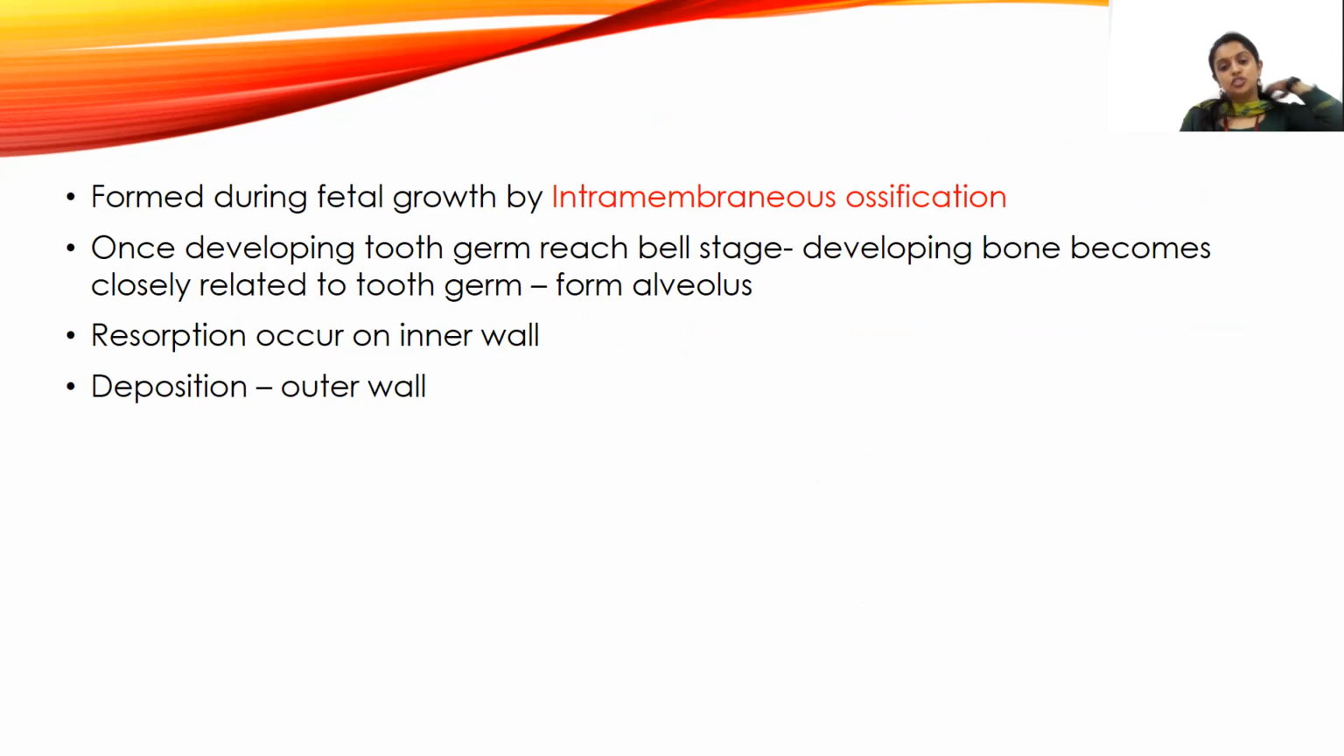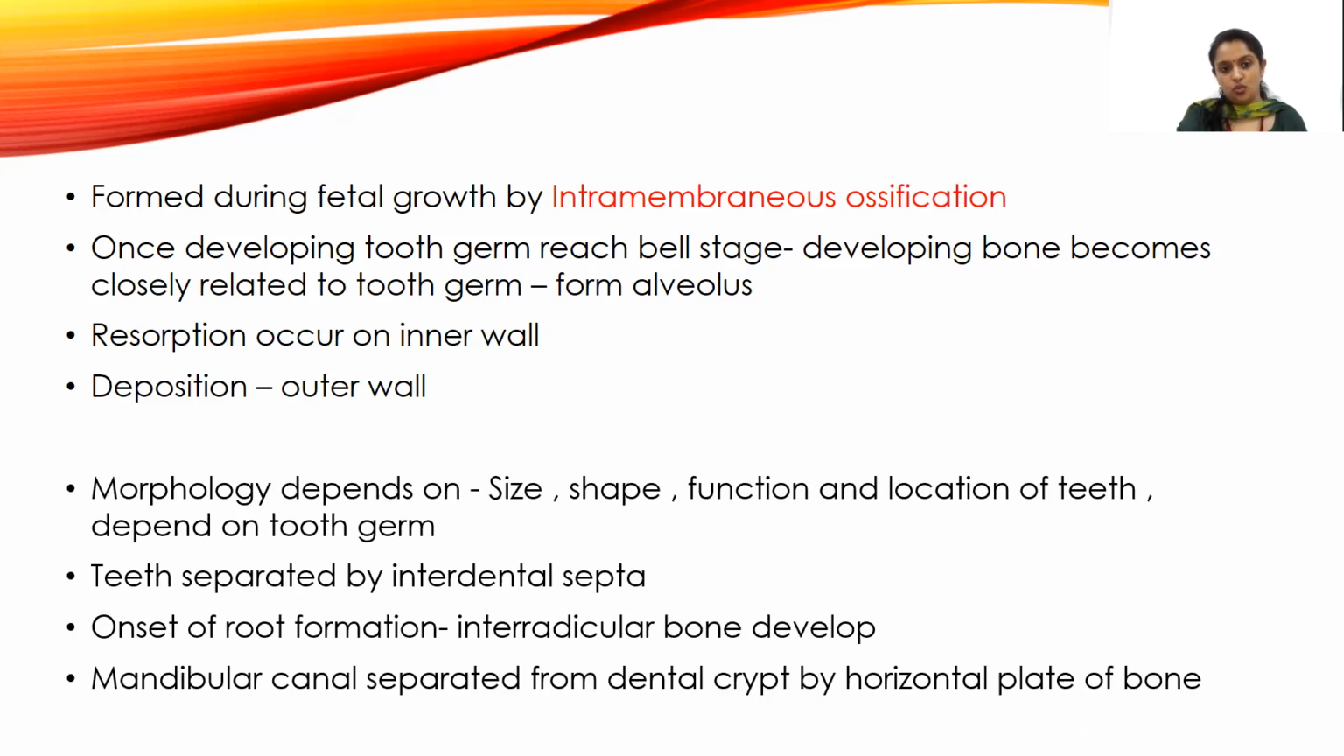Once the developing tooth germ reaches the bell stage, we know there are different stages in tooth development, coming from the cap stage to the bell stage to the advanced bell stage. In alveolar bone, once the tooth reaches the developing bell stage, the developing bone-forming cells closely related to the tooth germ will proliferate and result in formation of the alveolus. Resorption mainly occurs on the inner wall, whereas deposition occurs on the outer wall.